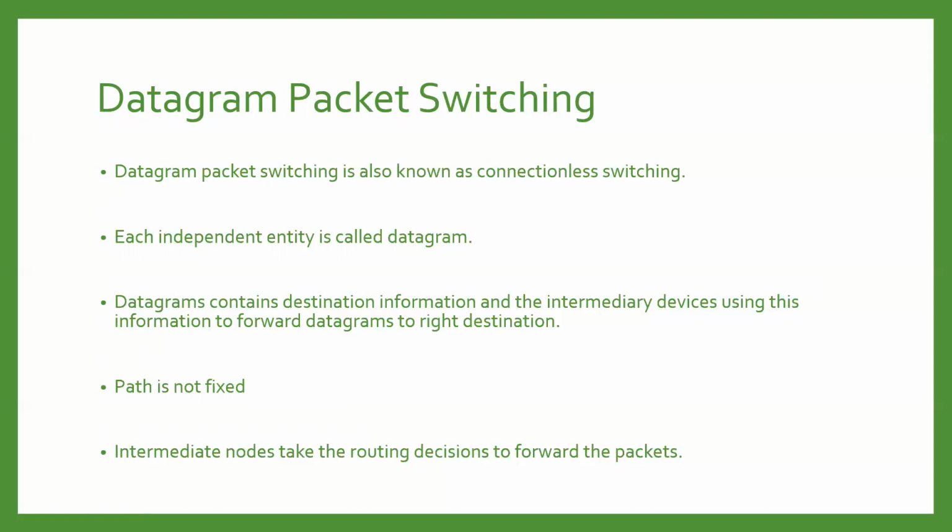And in this, the path is not fixed. Intermediate nodes take the routing decisions to forward the packets. The same thing applies here. The basic concept I have already explained about packet switching. But there are two partitions.